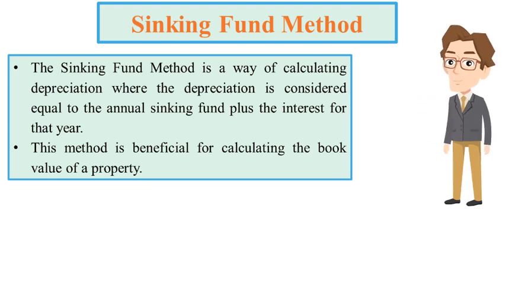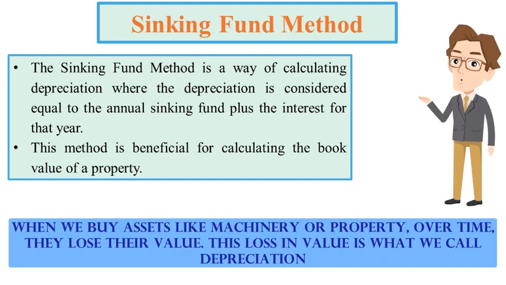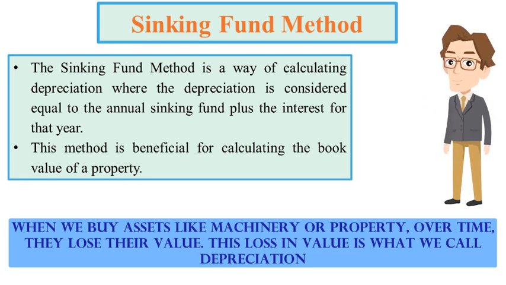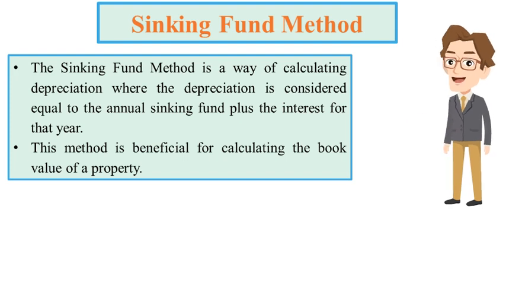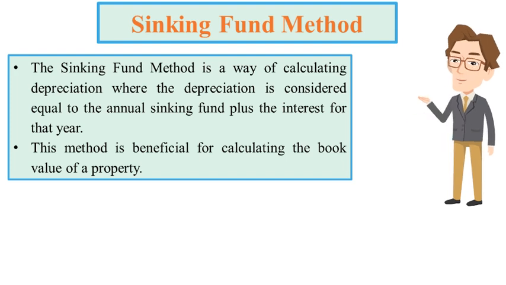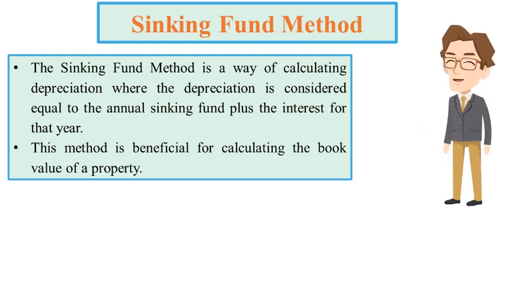But what is depreciation? Well, when we buy assets like machinery or property, over time, they lose their value. This loss in value is what we call depreciation. In the sinking fund method, we consider the depreciation to be equal to the annual sinking fund plus the interest for that year. This means we're not just looking at how much value the asset has lost, but we're also taking into account the interest that could have been earned on the sinking fund.